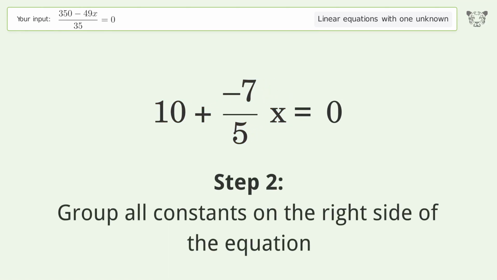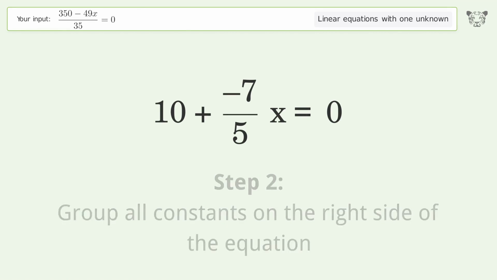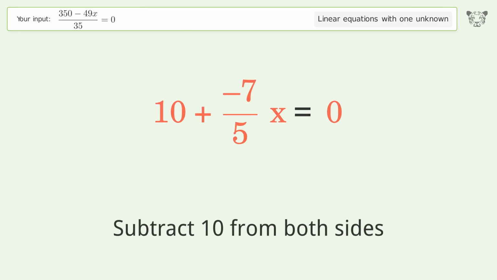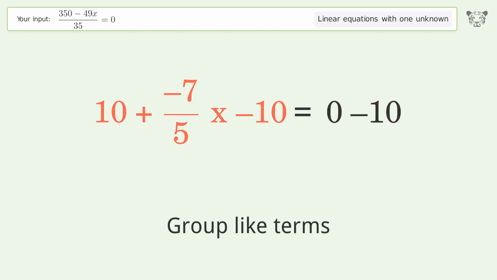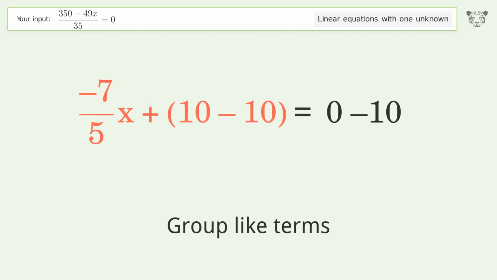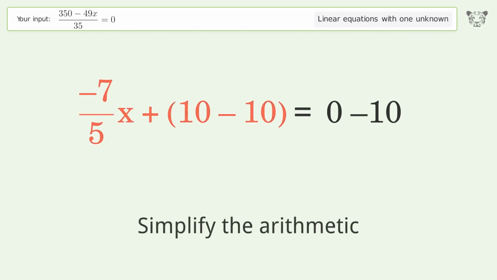Group all constants on the right side of the equation. Subtract 10 from both sides. Group like terms. Simplify the arithmetic.